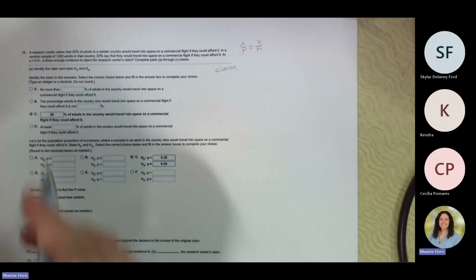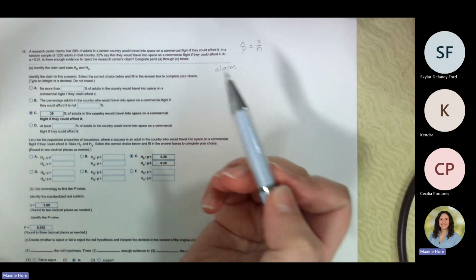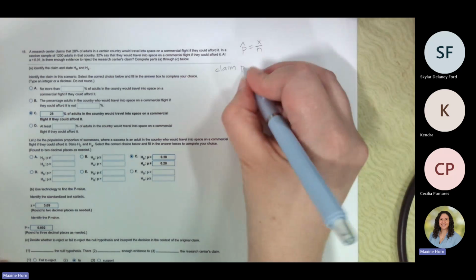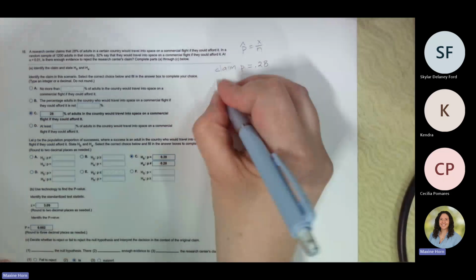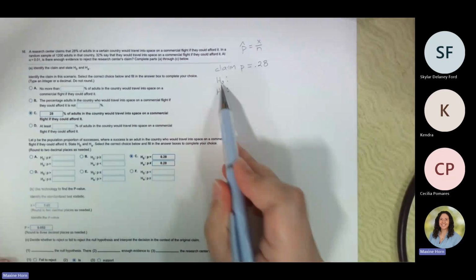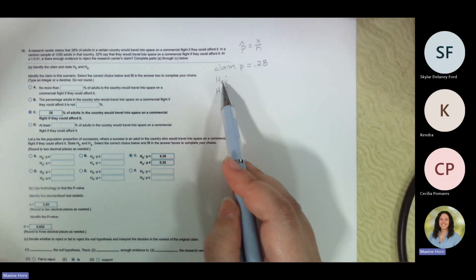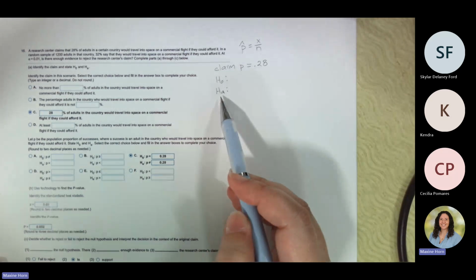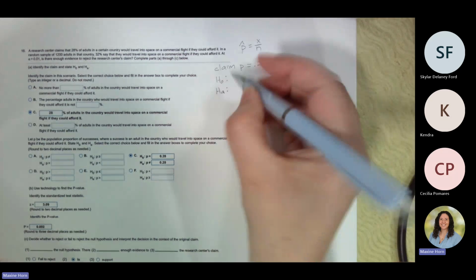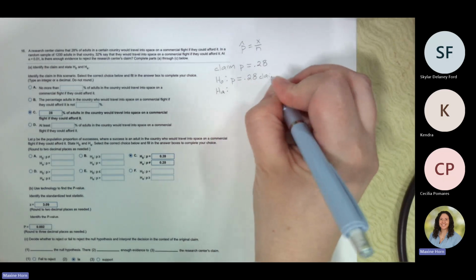I'm going to say, okay, there was a claim. Well, what was their claim? The research center claimed that 28% of adults would travel into space on a commercial flight if they could afford it. So they're claiming that the proportion is 28%. That's what they're claiming. All right, so now we have to say, well, did we just write a null or did we just write an alternative hypothesis? The null hypothesis has some type of equality. The alternative hypothesis has strict inequality. Well, this is some type of equality. It's an equal sign. So that is the null. So our claim happens to be the null.